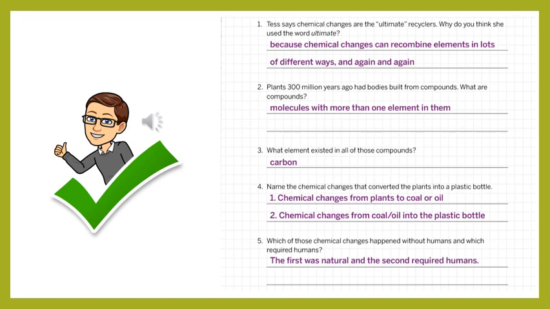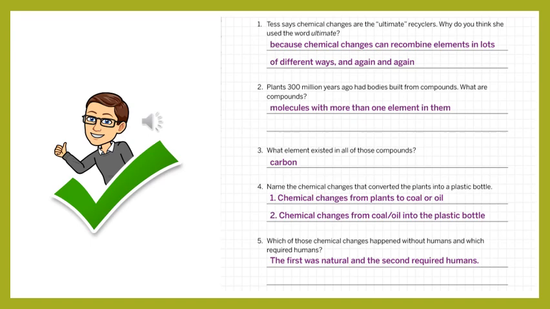Chemical changes from plants to coal or oil, so a plant becoming coal or oil, and chemical changes from coal or oil into the plastic bottle. So recycling coal or oil into the plastic bottle. Lastly, 5. Which of these required humans and which did not?